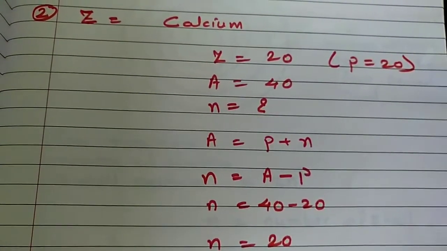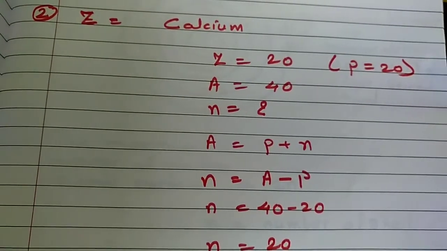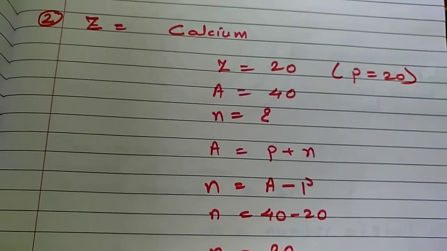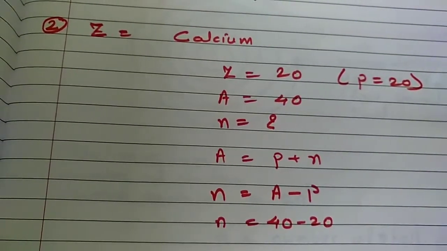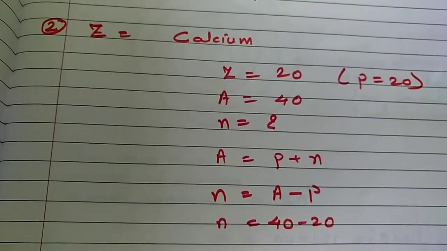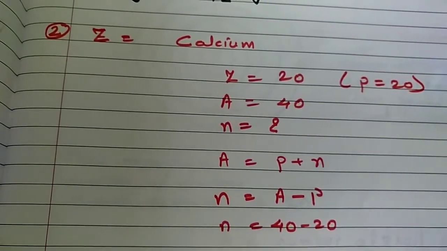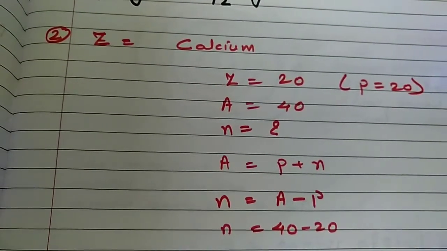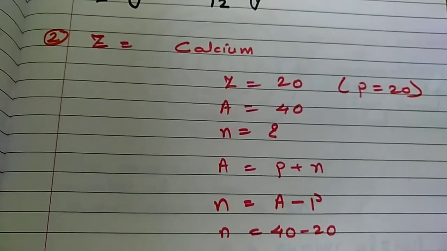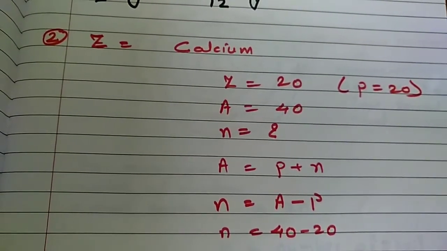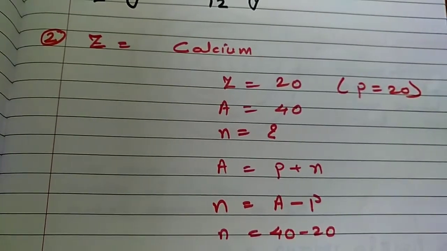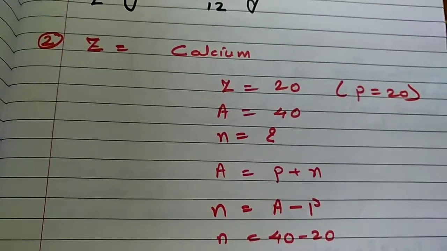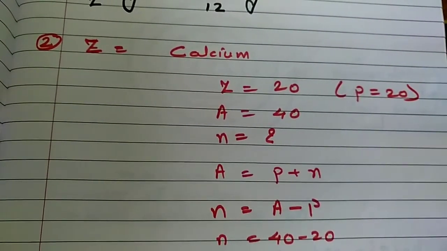Second example, we'll take calcium. Atomic number of calcium is 20. That is, number of protons is equal to 20. You can write there number of electrons is also equal to 20. What is atomic number? Atomic number means number of protons or number of electrons. I gave it with two definitions, one with protons and one with electrons. Now Z is equal to 20. What is this Z? Atomic number. Atomic mass is equal to 40. Then neutrons is equal to question mark.